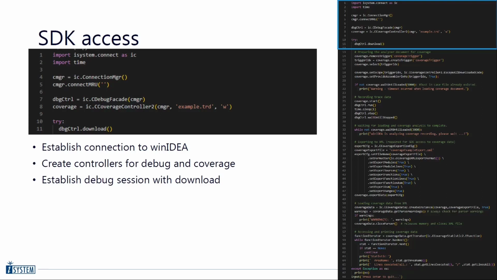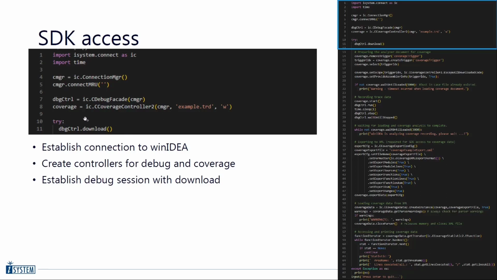Next, we need to create the controllers that we'll need. In our example, we need a debug controller. We'll use it for running and stopping the CPU. And we'll need the coverage controller. This one we will use for recording trace and performing coverage analysis. Note that this will create an example TRD document in the workspace folder if it doesn't exist yet.